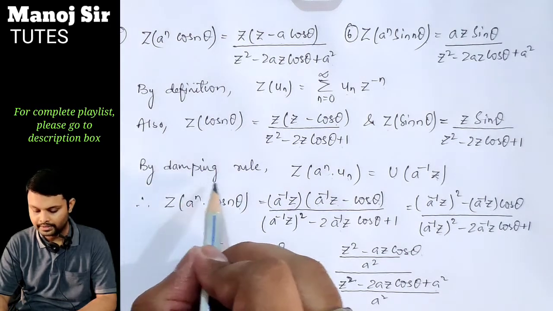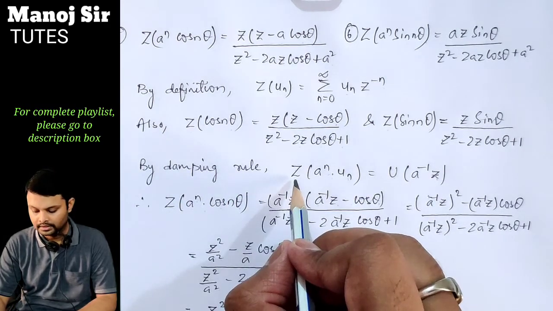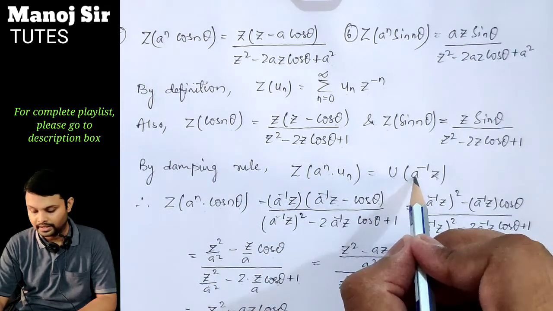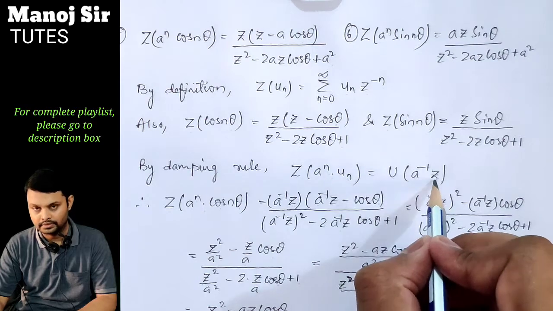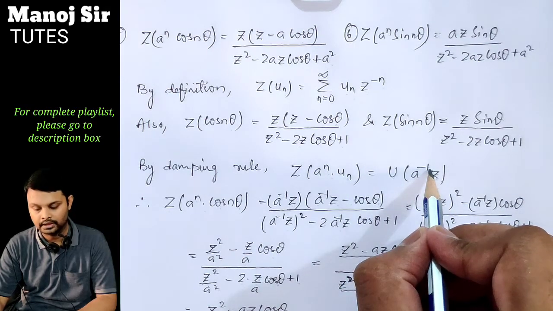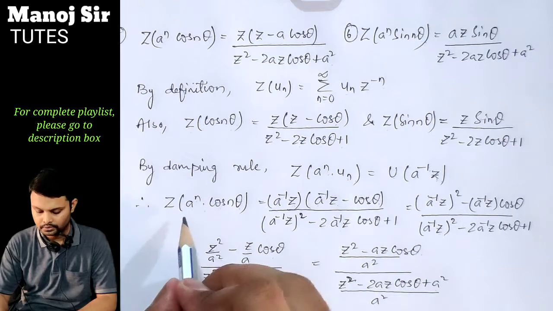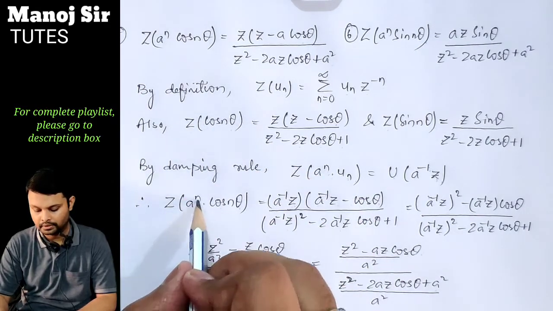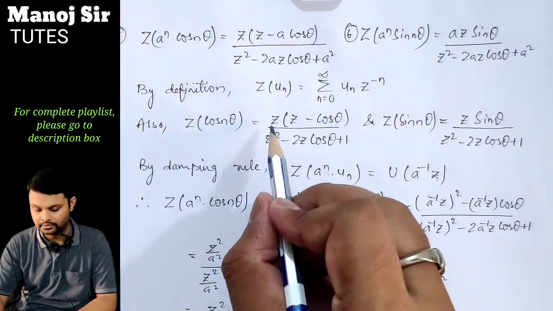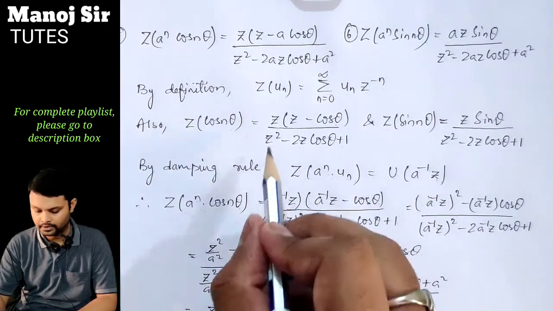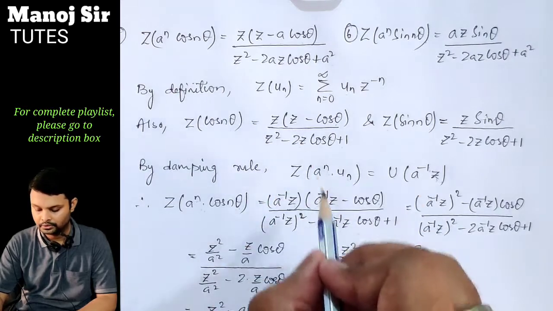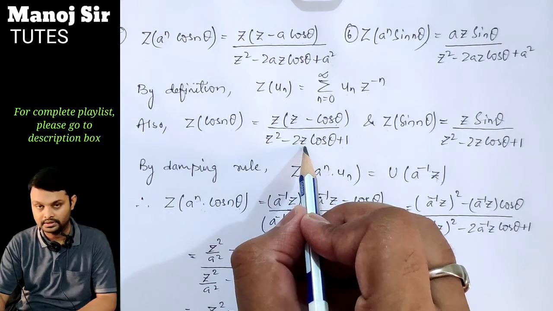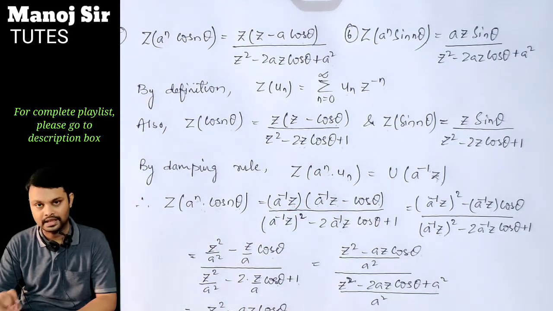Okay, so by the damping rule, you must know that Z transform of a to the power n into un is equal to U of a inverse z. It means in place of z we need to multiply a inverse with this z. So if you multiply a to the power n with this, that is Z transform of a to the power n into cos n theta, in place of z we need to write a inverse z. So this is going to be a inverse z, this is going to be a inverse z whole square minus 2, this z is going to be a inverse z. Rest is as it is.